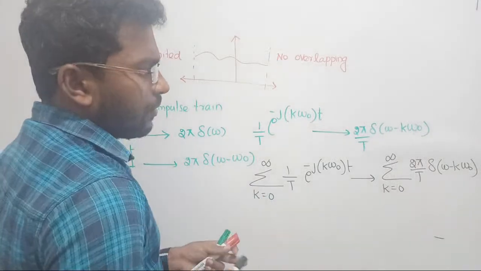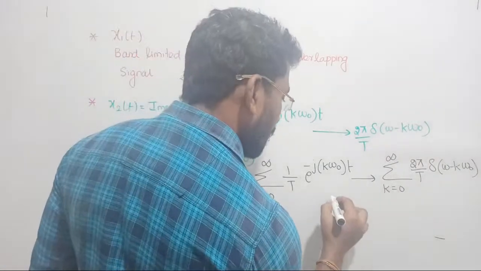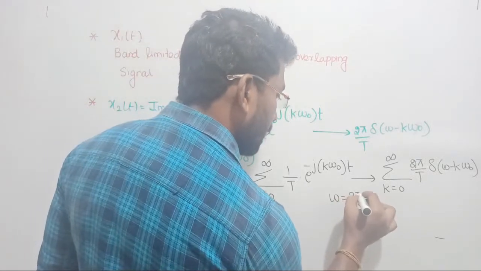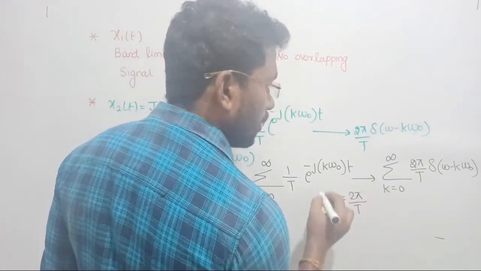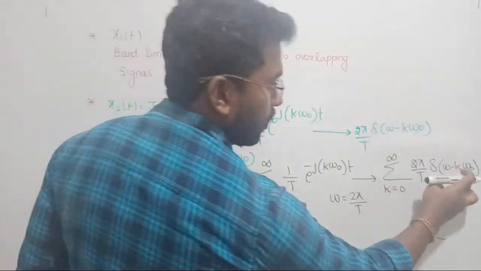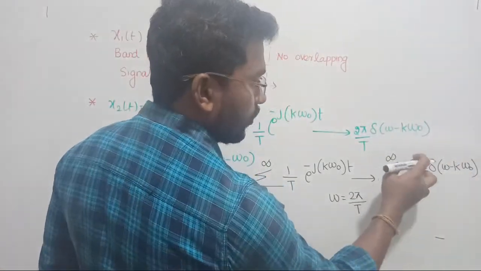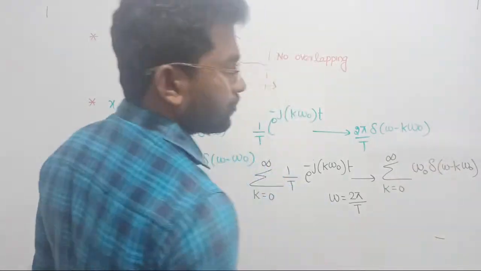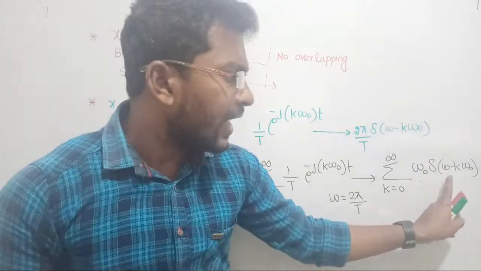In the 2 pi by T, who is that? That is nothing but our frequency omega. We all know omega can be written as 2 pi into f, and f is nothing but 1 by T. So we can replace it by omega, right? This is our sampled frequency, so we can replace it by omega naught. Shifted version. This is the axis value.